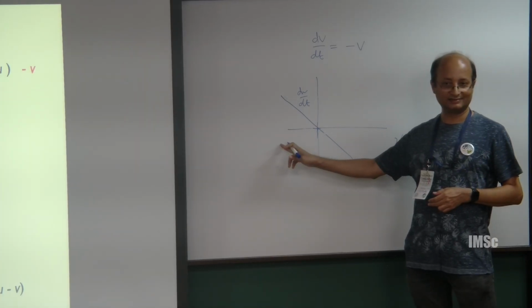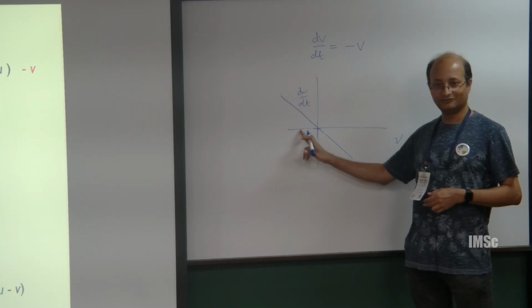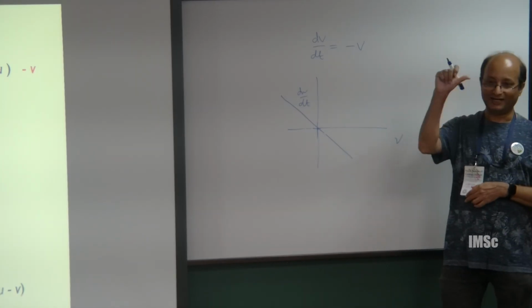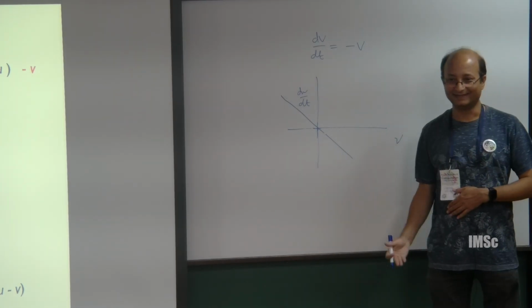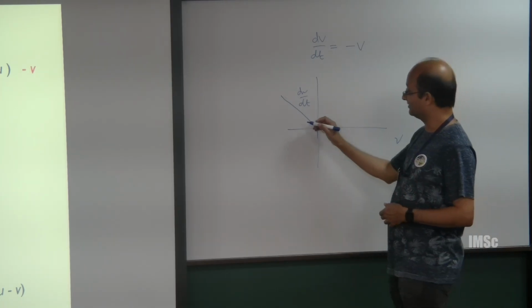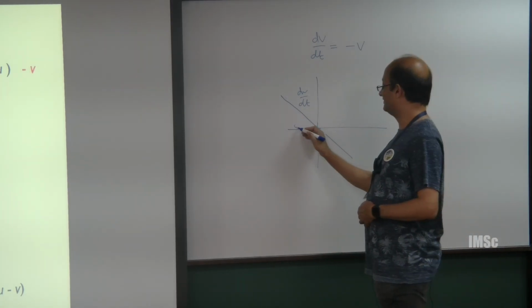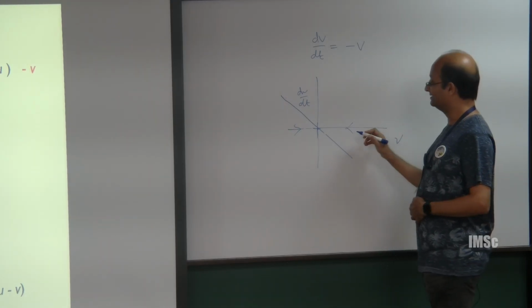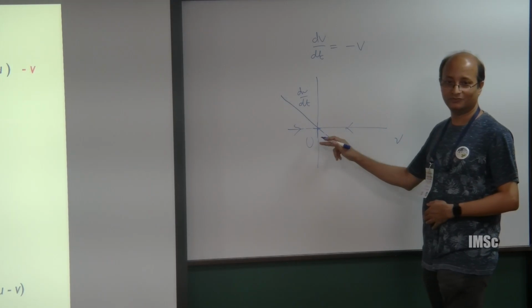So if you are here, which way will you move? Will you decrease or will you increase? If you are here, the value is positive, so the value will decrease towards 0. Here it's negative, so the value will increase. So basically you will move towards 0.